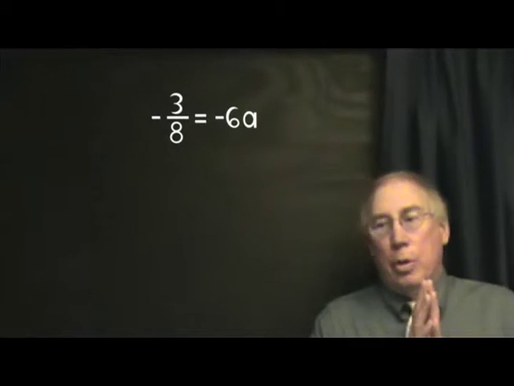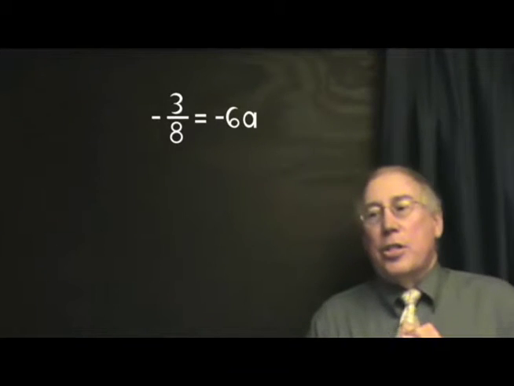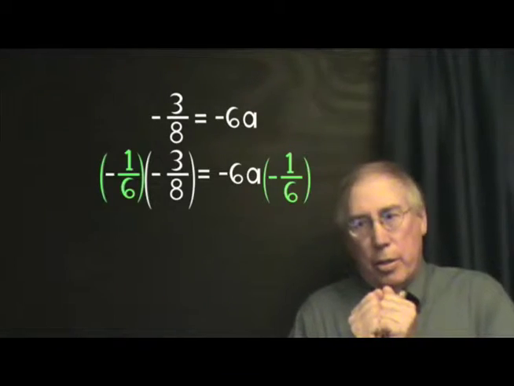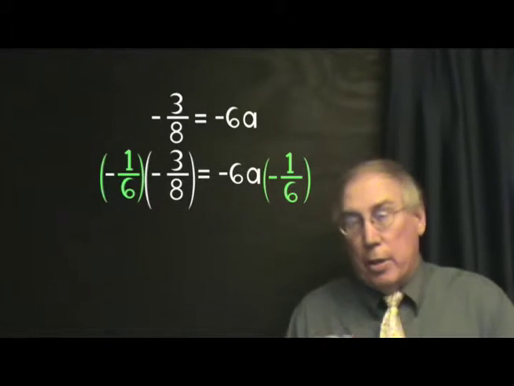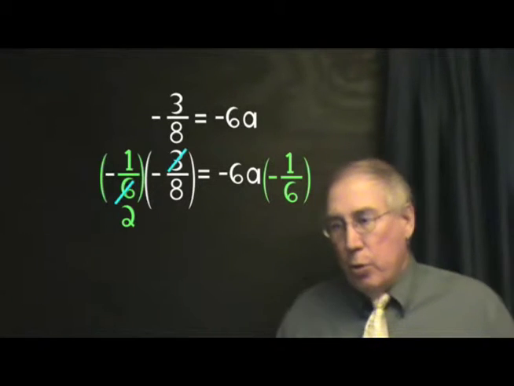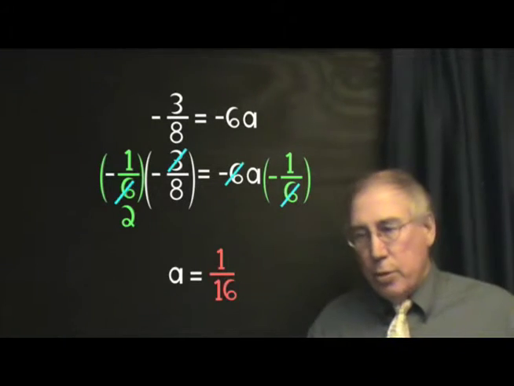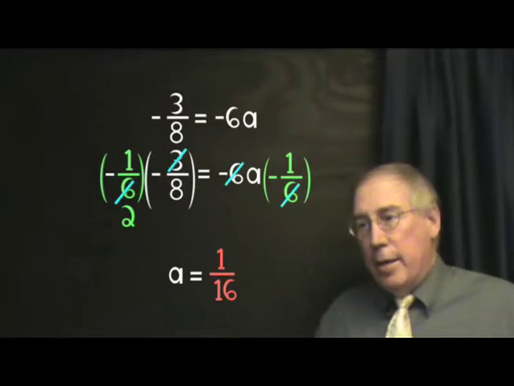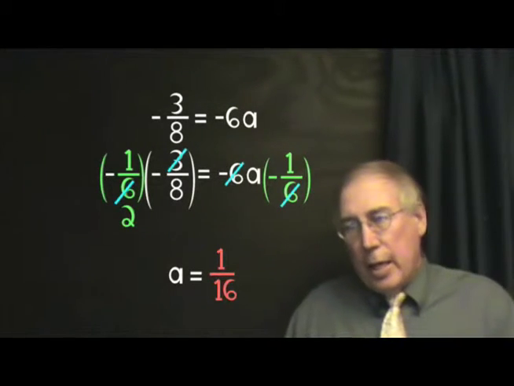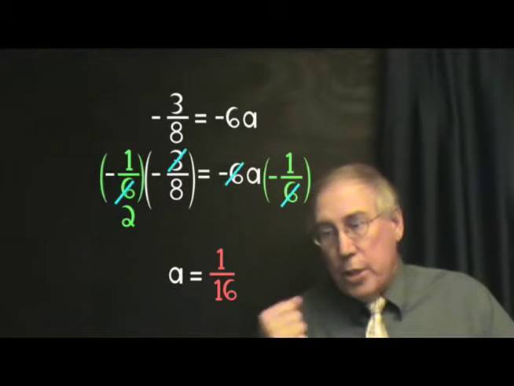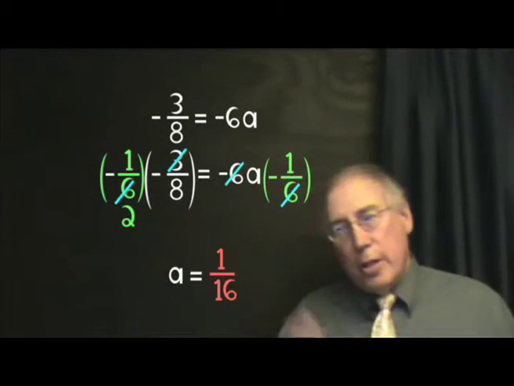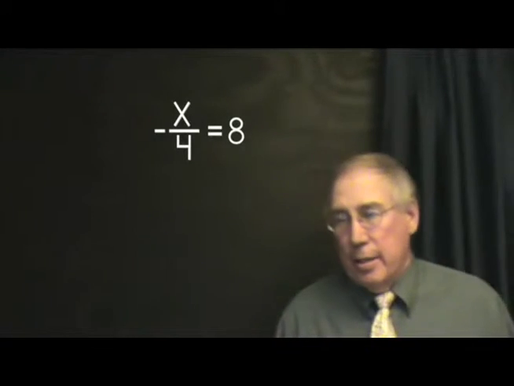Okay, let's do multiplication again here. Let's take the negative 6 and take its reciprocal and multiply that times both sides. On the left hand side you notice that 3 will cancel into 6 2 times, and on the right hand side we just get a, and so we eventually get a equals 1/16. We have a negative times a negative. When you multiply the numerators and denominators together you get 1/16.